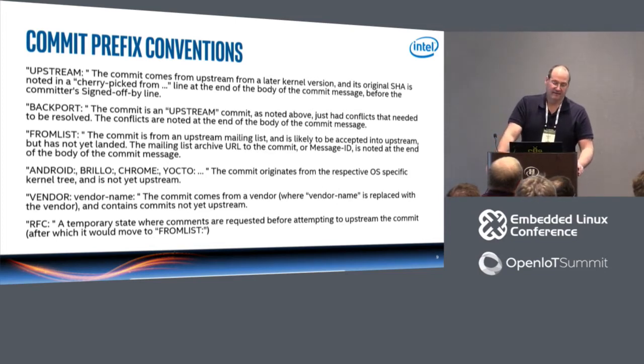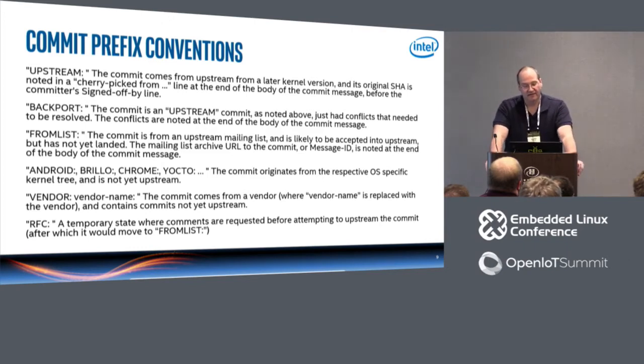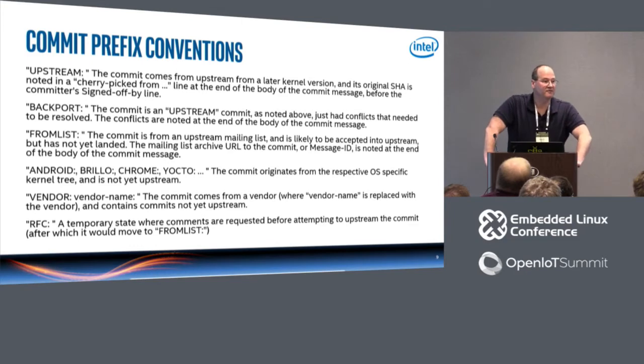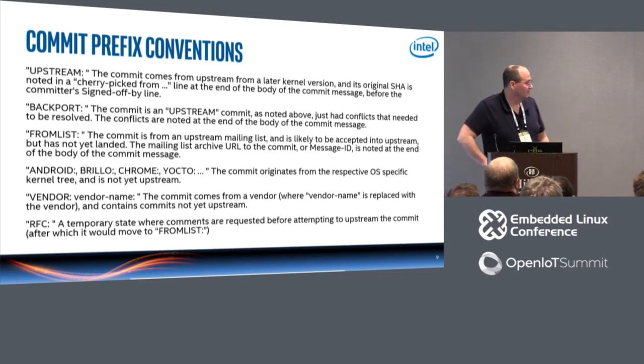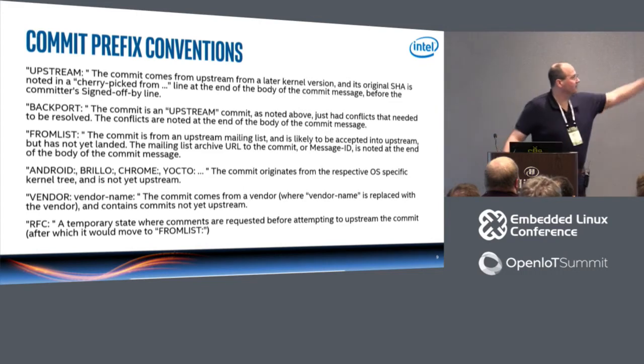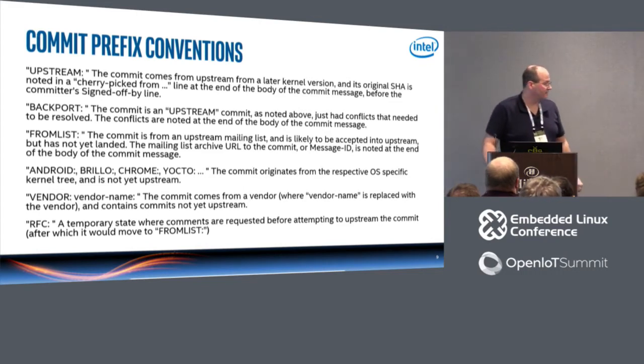The vendor tag. This is where most of the patches should be. Your debug team will be creating patches and stuff like that, and new drivers that haven't even started on the upstream path. You'll just put the vendor tag on it and put your name by it, or the vendor name by it, like vendor Intel, for example. RFC, I haven't actually used the RFC one or seen it used yet, but from the text, it's basically if you're too impatient to wait for it to actually get into something that's feeding Linux Next, you use the RFC one.